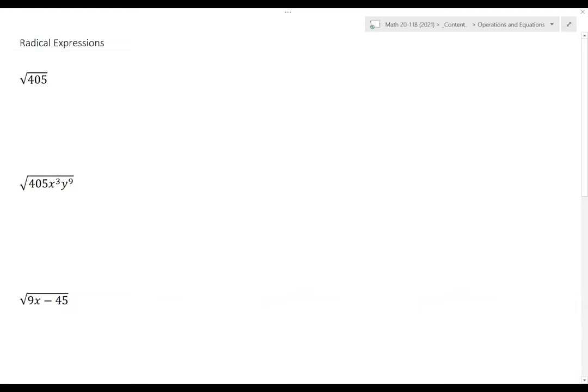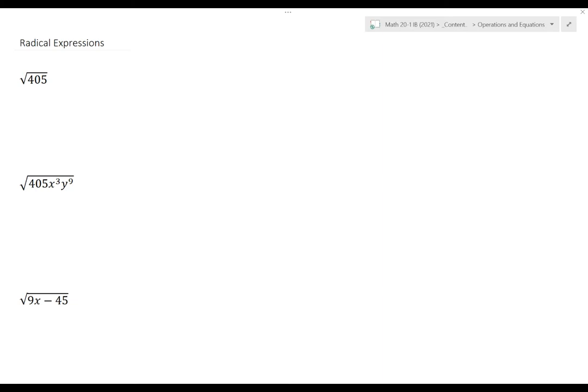Hello. In this video, we're going to look at how we can work with radical expressions. So just a reminder of what we already know when we're dealing with numbers. We're looking for factors that are perfect squares when we're trying to simplify a whole radical, square root of 405, into a mixed radical or a simplified radical.